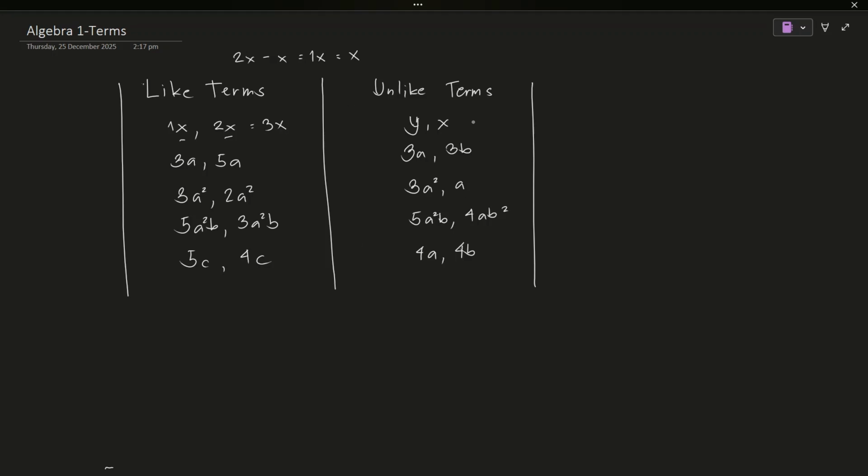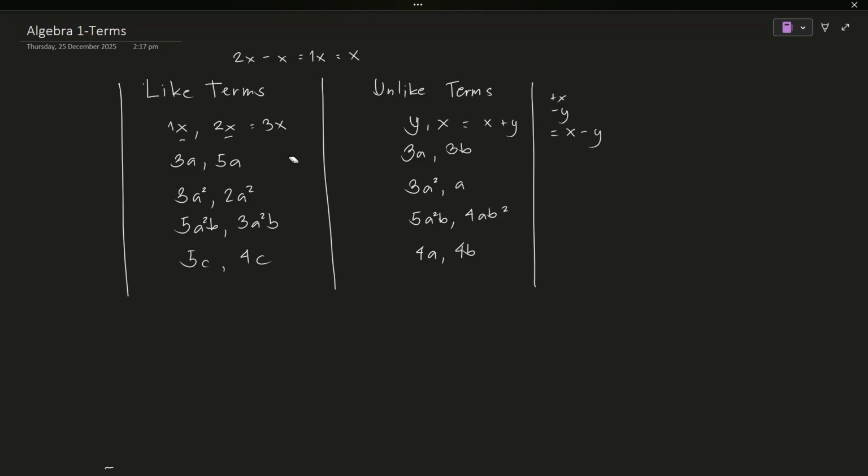Okay? So, however, in the unlike terms, we have x and y. If we add them, it will just become x plus y. We cannot combine them since they are unlike terms. However, if we subtract them, let's say for example, the positive one is x and the negative one is y, then it will just result as x minus y.